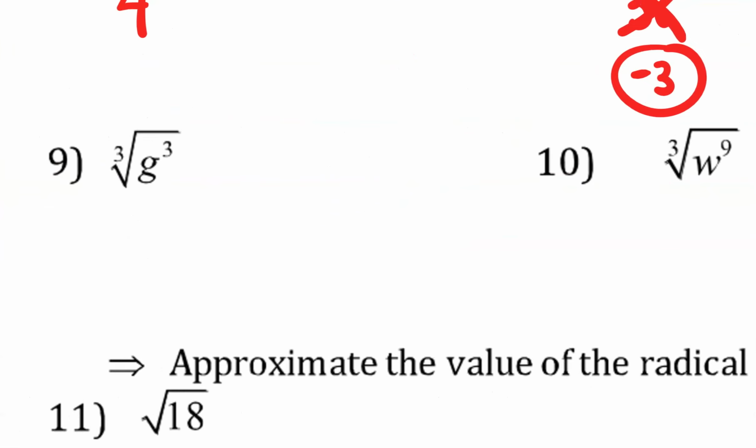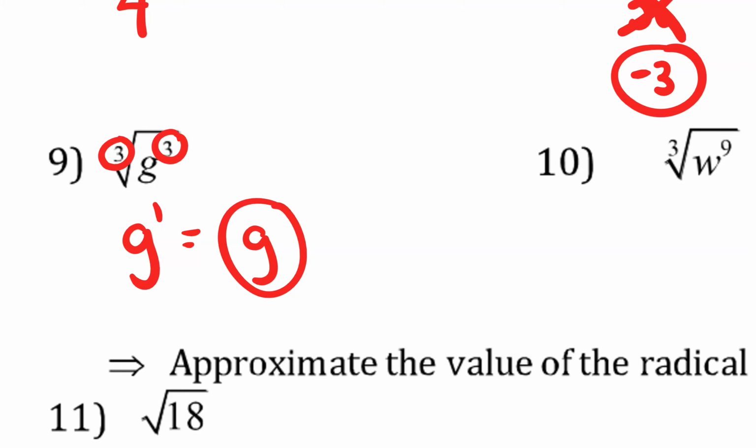Same deal on the next one. How many times does 3 go into 3? 1 time. So g to the 1st is our answer, which is just g.